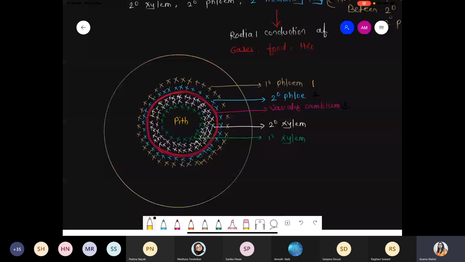Number 1, primary phloem. Number 2, secondary phloem. Number 3, vascular cambium. Number 4, secondary xylem. Number 5, primary xylem. And finally, on number 6, there is a presence of the pith. So this is exactly the arrangement from outer to inner.